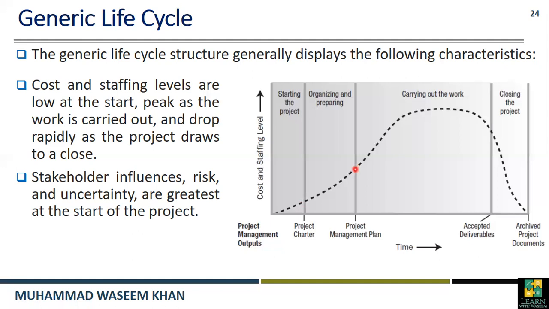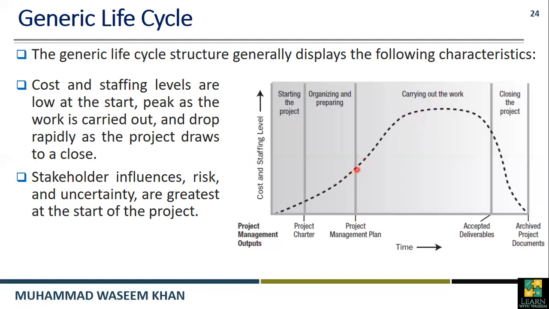And at the end of this phase, we get an output, and that output is called the project management plan. The project management plan usually has all of the details of the project: what things are included in the project, the processes and the procedures, the techniques or skills required, and how to perform those processes in order to achieve the project. Now, when the second phase ends, the third phase starts, and that phase is called carrying out the work.